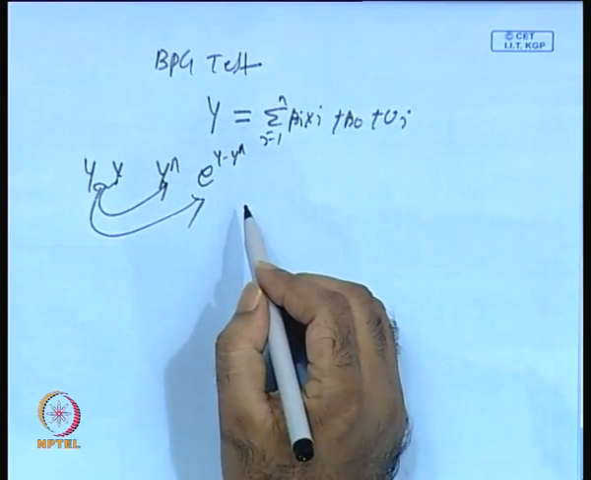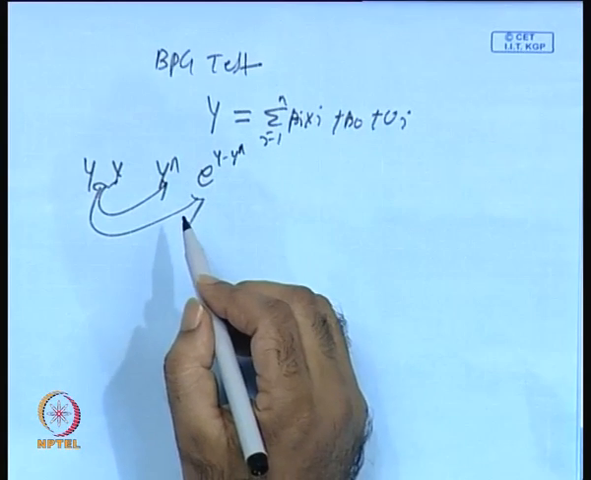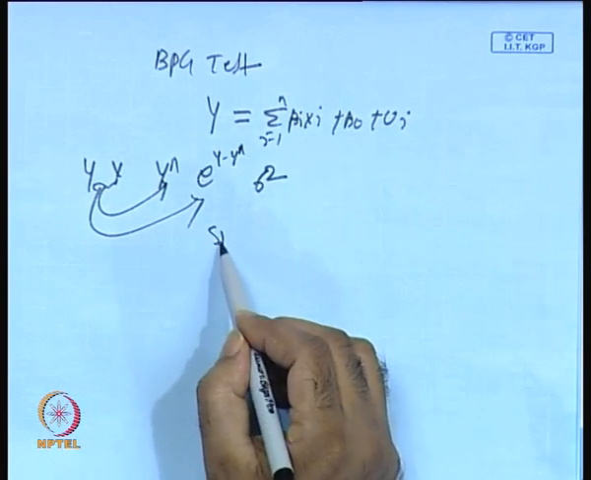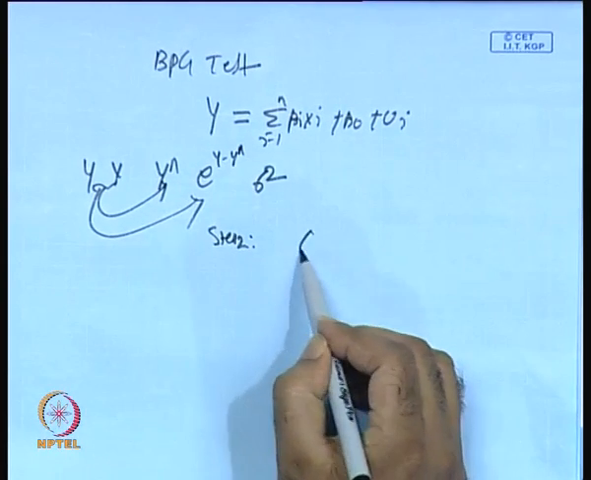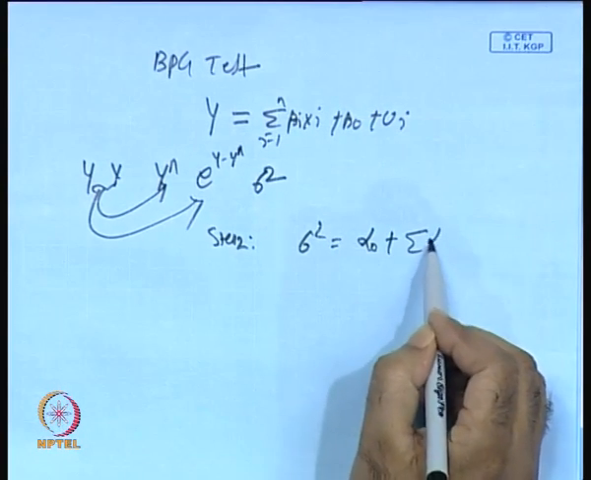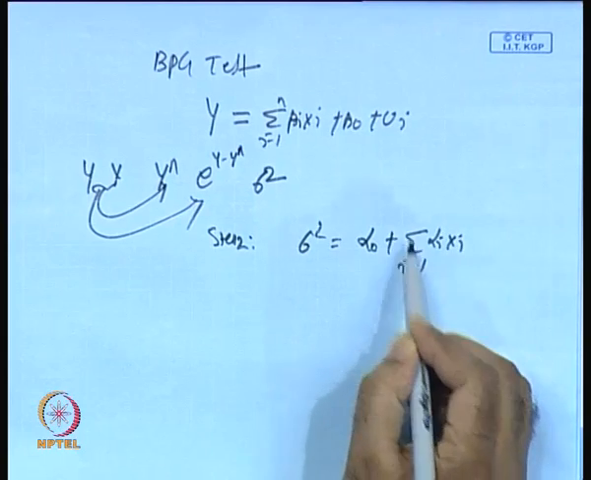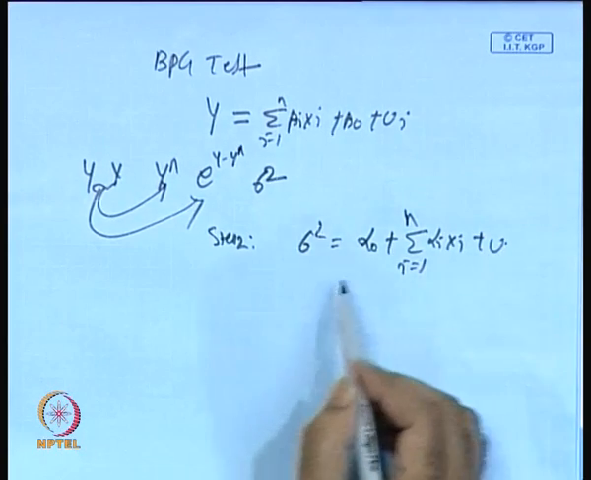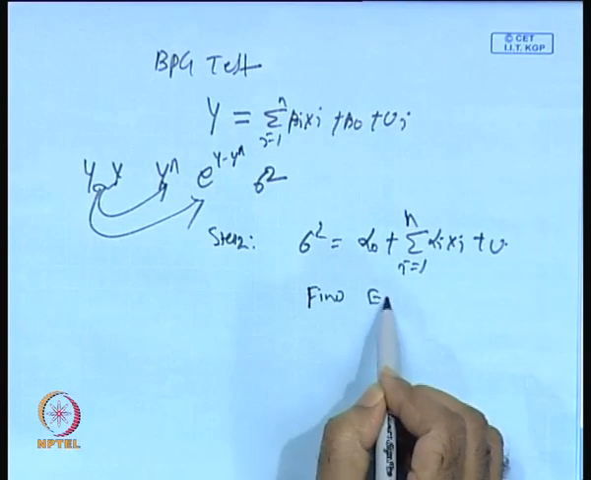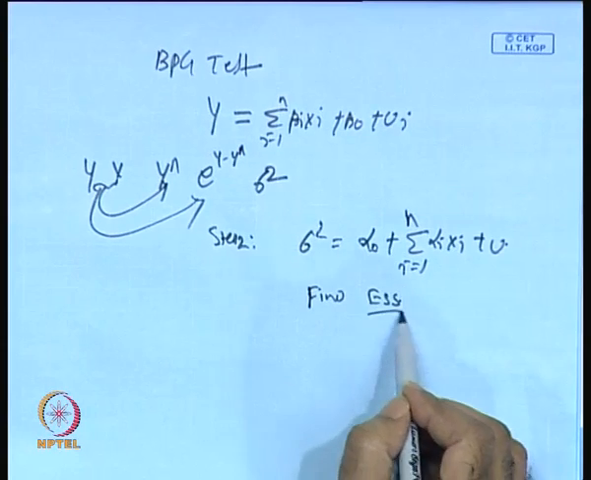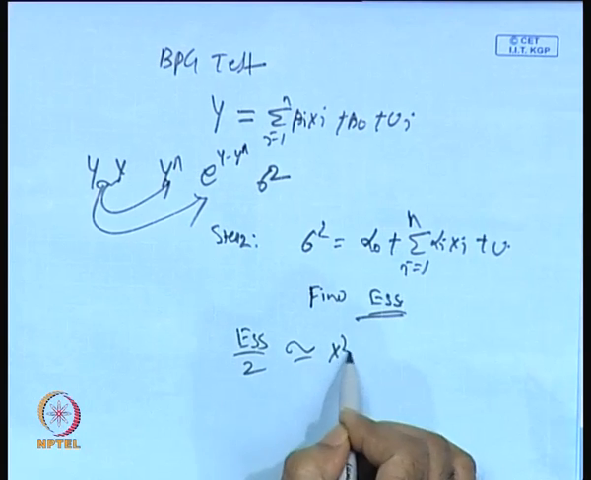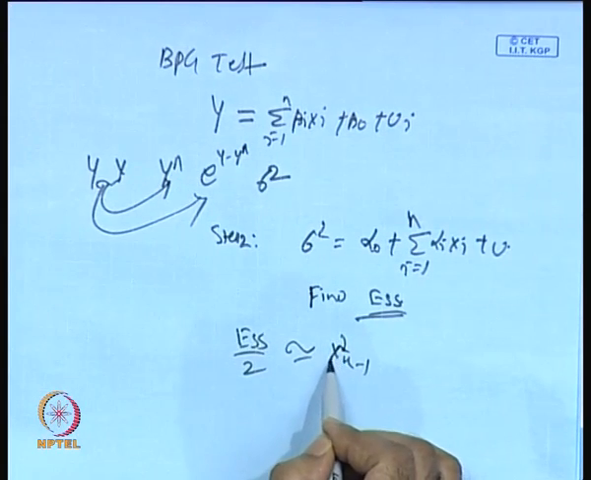Once you have y minus y hat, then you find the error variance sigma squared. Now in step 2, you regress sigma squared equal to alpha 0 plus summation alpha i x i, i equal to 1 to n, plus u. Then you find the explained sum of squares.